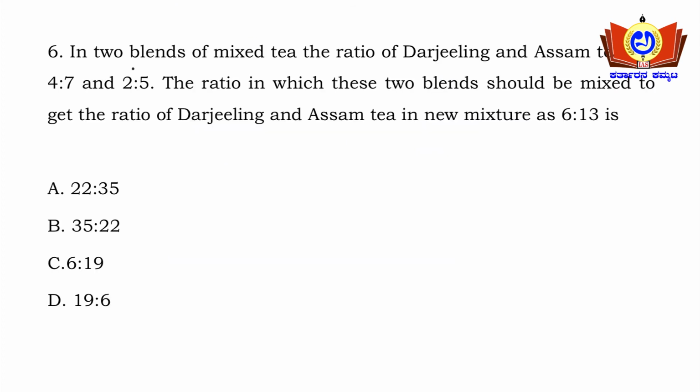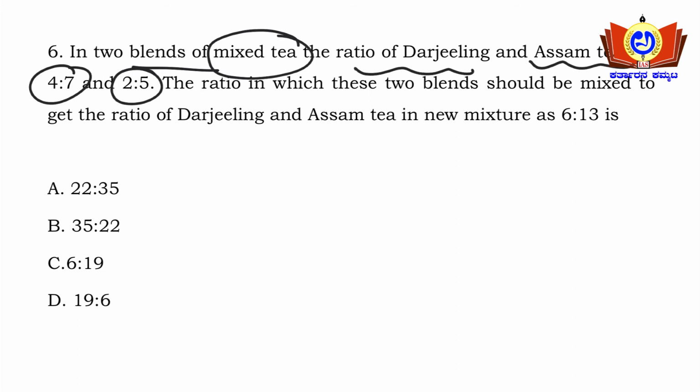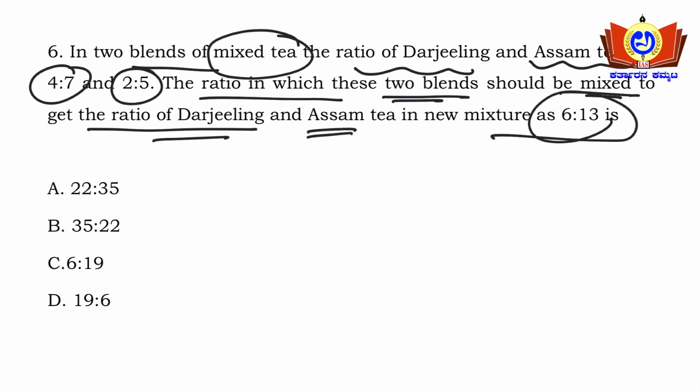In 2 blends of mixed tea, the ratios of Darjeeling and Assam tea are 4:7 and 2:5. The ratio in which these 2 blends should be mixed to get the ratio of Darjeeling and Assam tea in a new mixture as 6:13 is? The same kind of question. In the previous milk and water question, what we dealt with is the same concept. Here it is asked in a different manner. So I'll be solving it on the next page.